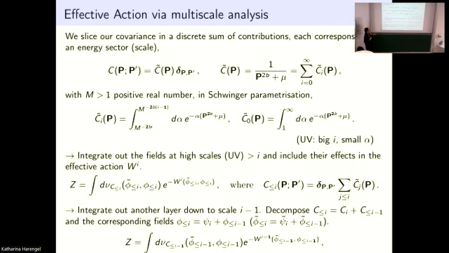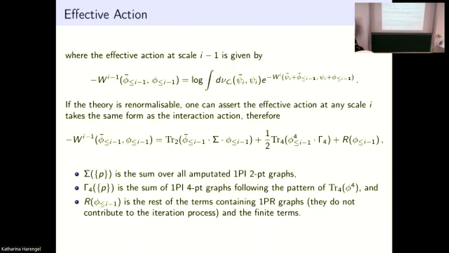And because we're dealing with Gaussian fields, we can decompose the propagator readily and also the fields, and then we get another effective action. The effective action is written there, but if the theory is renormalizable, then it should take the same form as the original action. So I should have the quadratic term and the quartic term, and the remainder is denoted as R, which is just finite terms, so they don't matter.